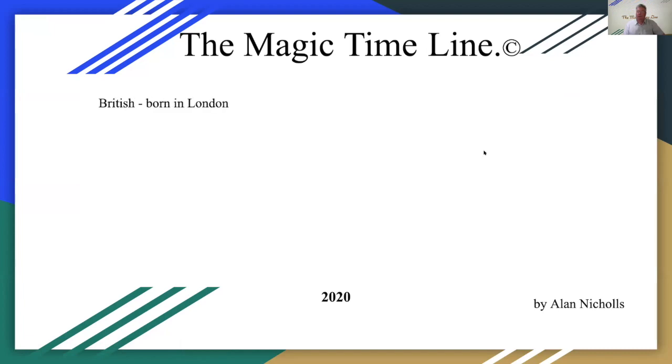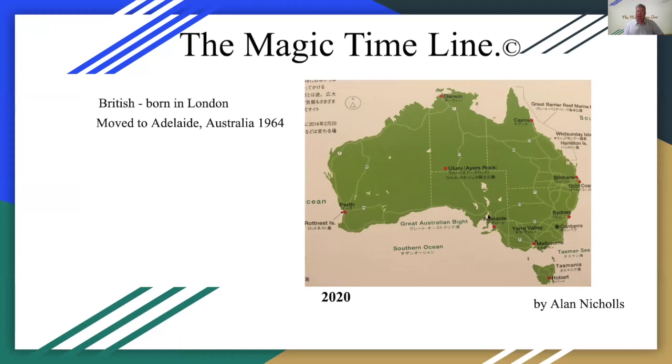My name is Alan Nichols. I was born in England, in London, so I'm British. When I was young, my family moved to Australia, to a city called Adelaide. If you don't know Adelaide, it's here at the bottom of Australia on the south coast.